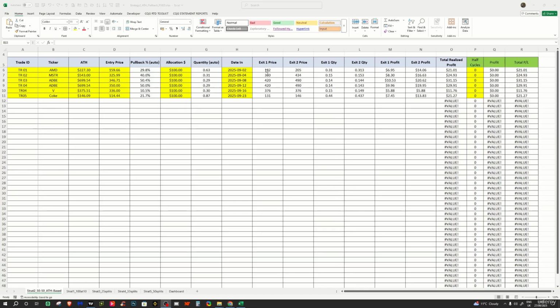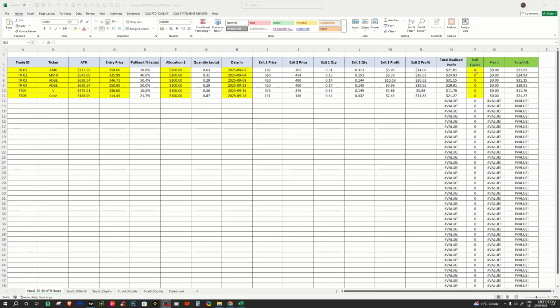Then we have an exit 1 and exit 2 price. We have the quantity for your exit as well, which works it out for you in case you need that, and also your profit at each exit. Now you can see the total profit here, but what is also important is the half cycles.